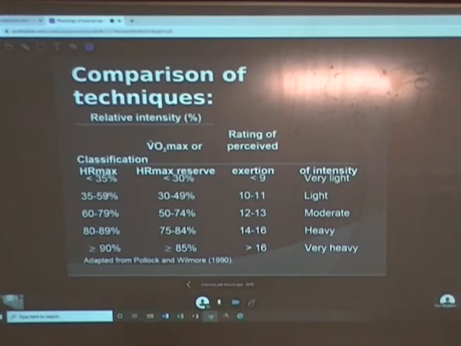Here's percentage heart rate max. Here's percentage VO2 max, which I could use that heart rate max reserve, the Karvonen method. Here's my rating of perceived exertion, my Borg scale. And here's my just kind of verbiage, right? So this is good because now I know if I want to work at a moderate level of intensity, that's somewhere between 60 and 79% of my heart rate max. It's only between 50 and 74% of my VO2 max, and it would be around 12 to 13 on a Borg scale.